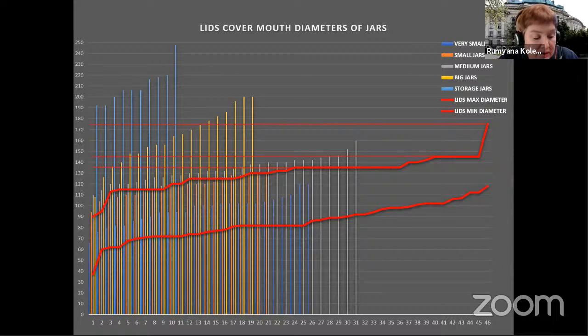This means that the lids can cover all jars in the first three groups: very small, small, and medium jars. Without the largest lid, the rest will cover 6, and together with it 14 out of a total of 19 large jars and not a single storage jar.